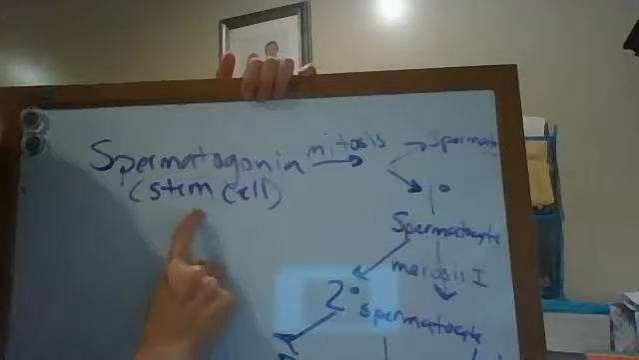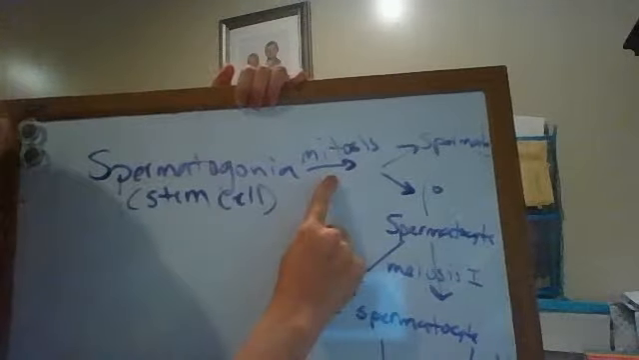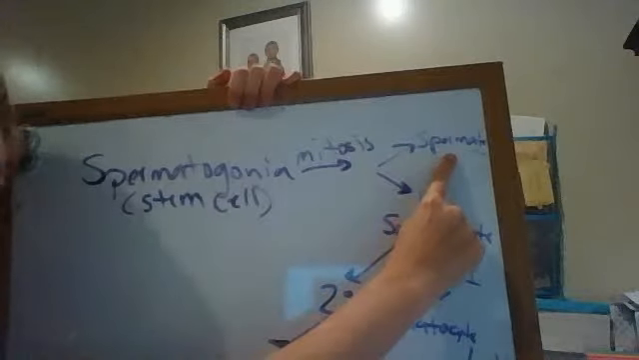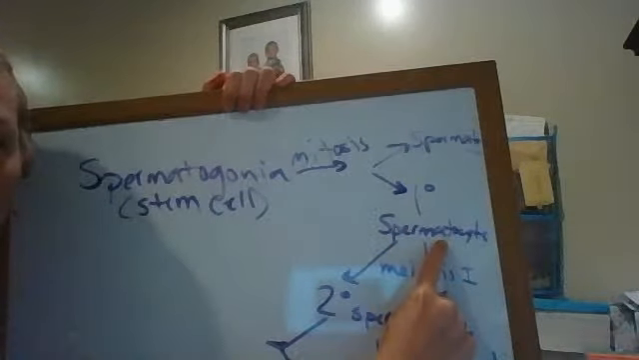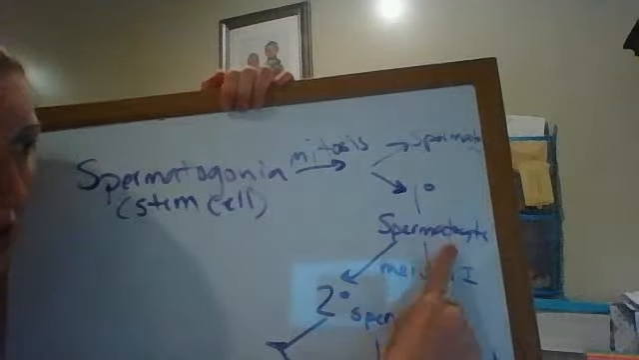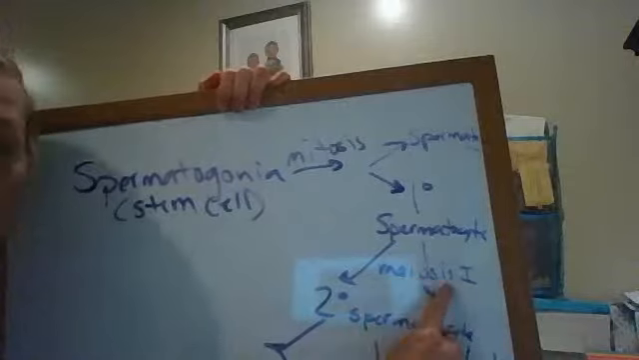You have that spermatogonia, or that stem cell, undergoing mitosis, producing two cells. One is a spermatogonia. One is a primary spermatocyte. That primary spermatocyte then undergoes meiosis 1.